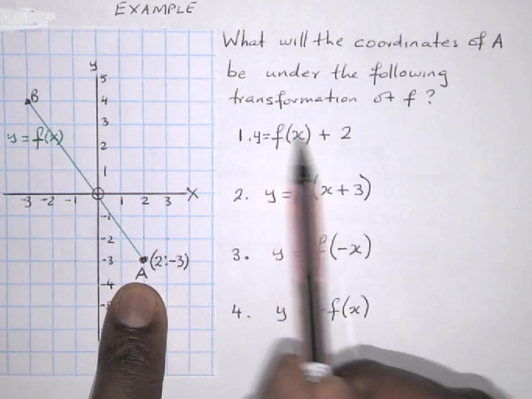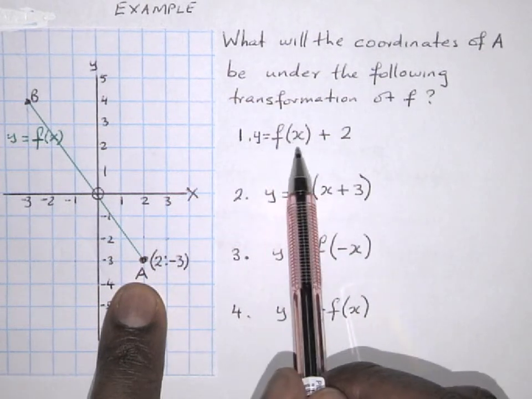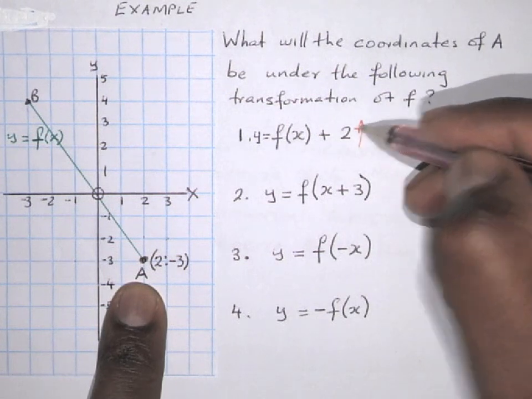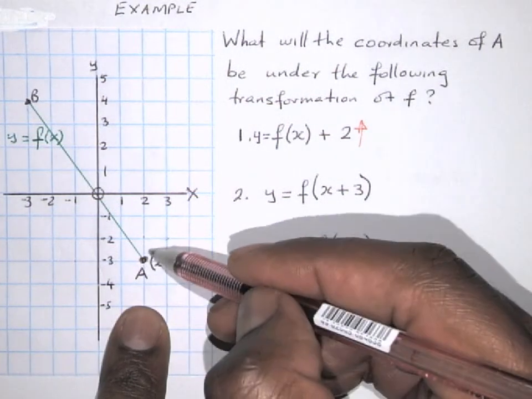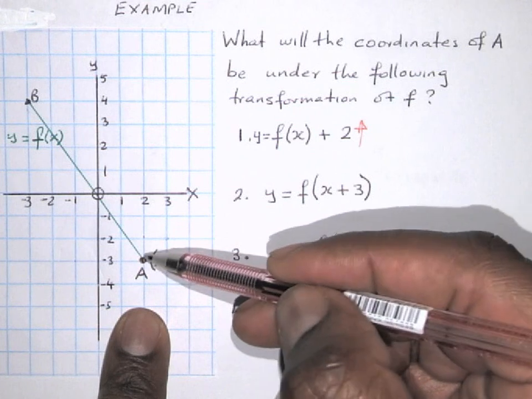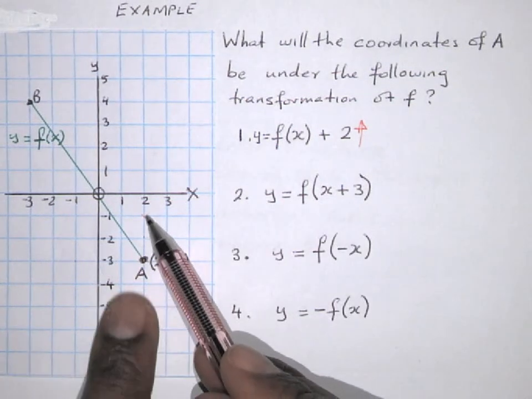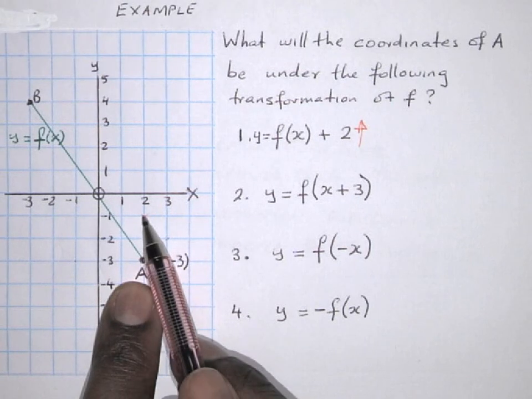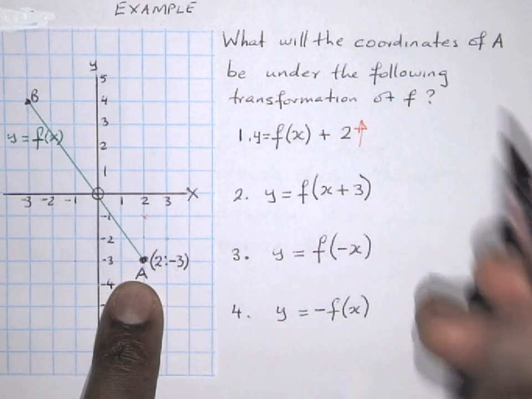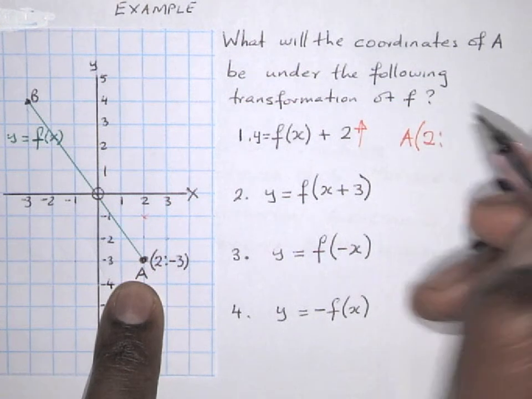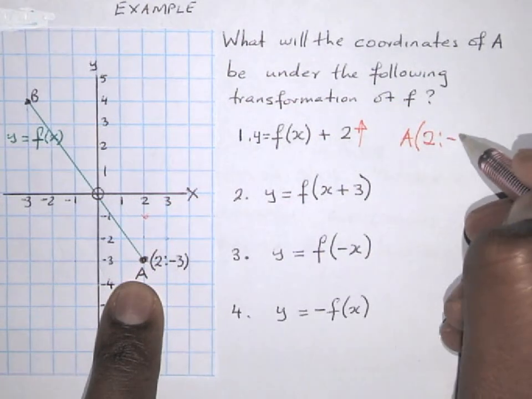If I say f of x plus 2, what happens to the graph? This means that the graph is moving 2 units up, isn't it? So this graph will move 2 units up. From there, it will move 1, 2. So the new point will be over there, and the x value will still be this one, but the y value will be minus 1. So the new point for A will be (2, minus 1).